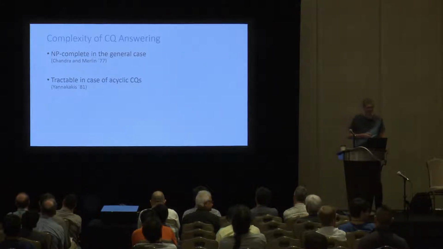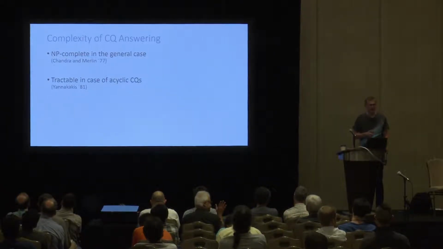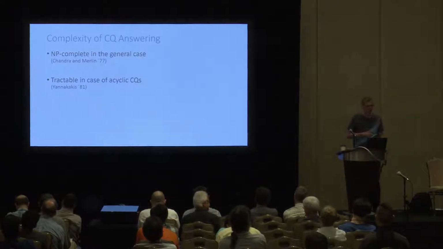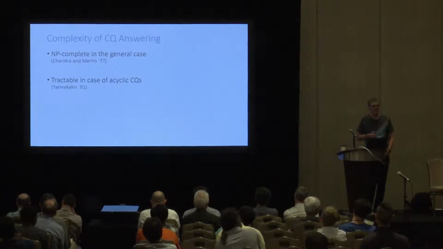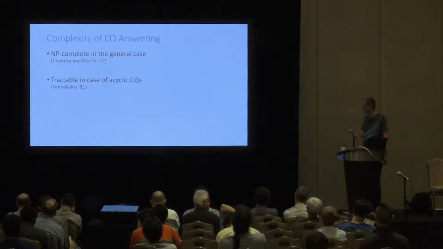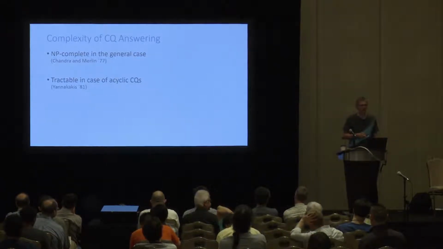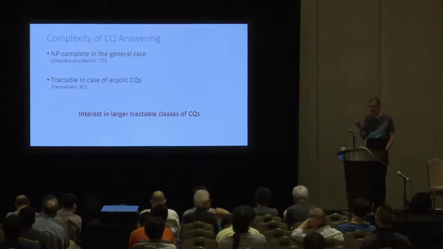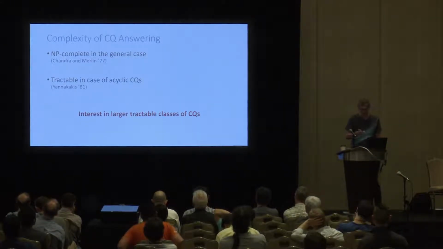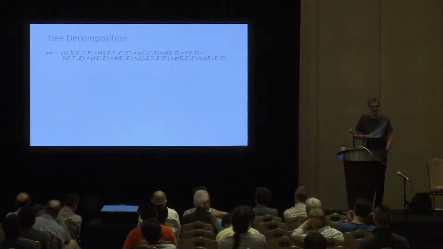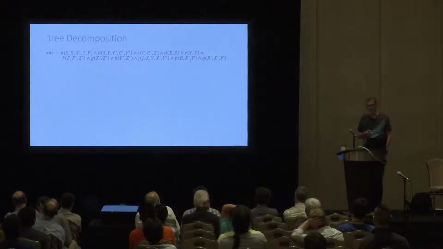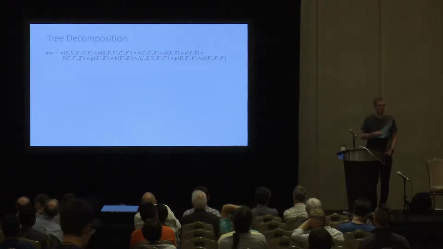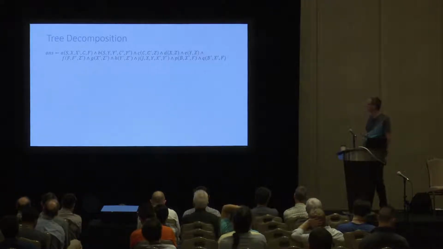Classical results tell us that conjunctive query evaluation is a NP-complete problem in the general case, and it becomes tractable for acyclic conjunctive queries. So a natural question is, how can we get larger classes of tractable conjunctive query evaluation? And the key to answering this question are various notions of widths. So let's start with 3 widths and 3 decompositions.